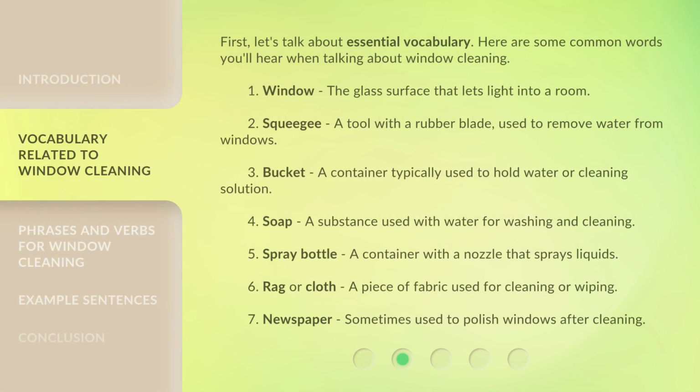First, let's talk about essential vocabulary. Here are some common words you'll hear when talking about window cleaning. 1. Window, the glass surface that lets light into a room. 2. Squeegee, a tool with a rubber blade, used to remove water from windows. 3. Bucket, a container typically used to hold water or cleaning solution.